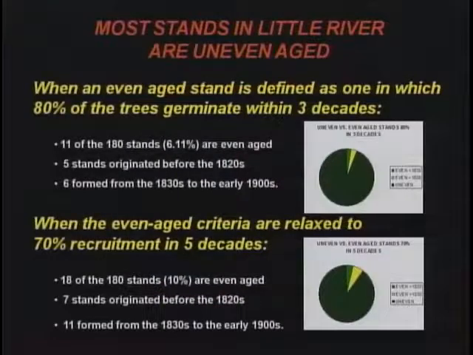Uneven age stands. I won't go into the details here, but just look at the pie chart. All that dark green, those are all the stands of the 180 stands that I worked with. Those are uneven aged. The little wedges here are what you would call even aged, even if you use a very liberal definition of even aged stands. That is, if you consider an even aged stand to be one where 80% of the trees come in within 3 decades, even then you only get like 6% of the landscape is even aged.